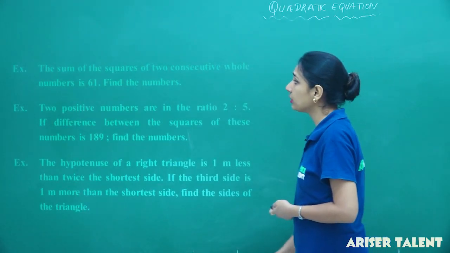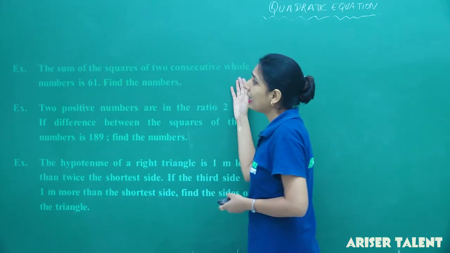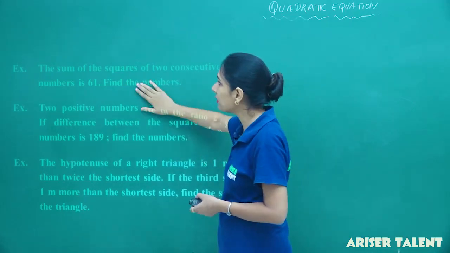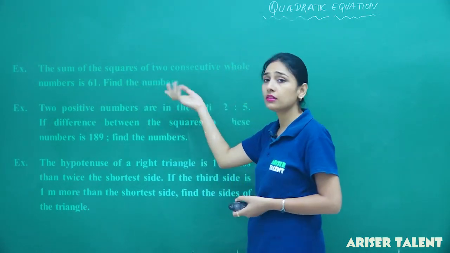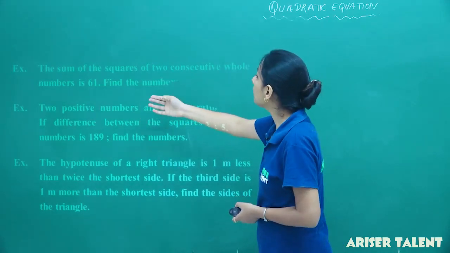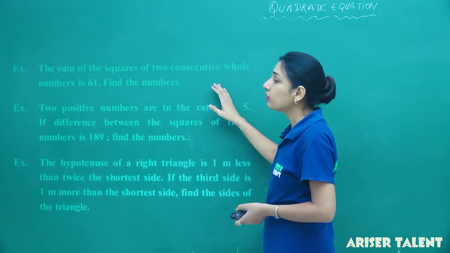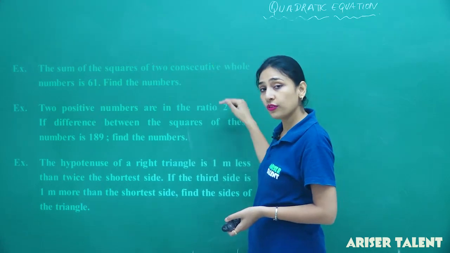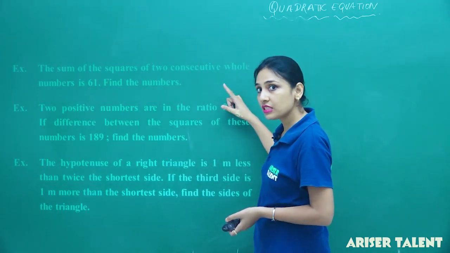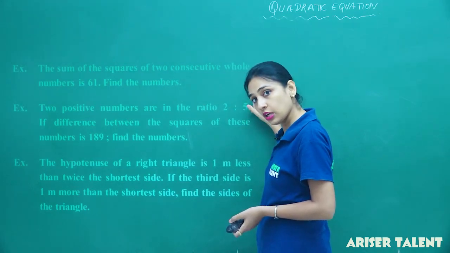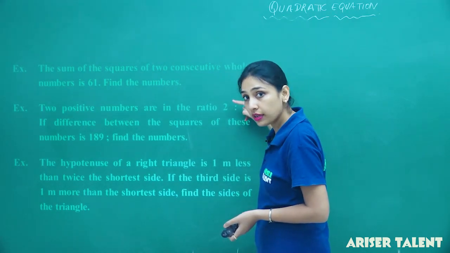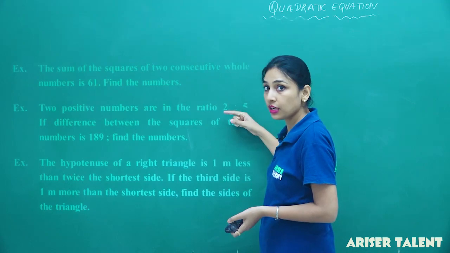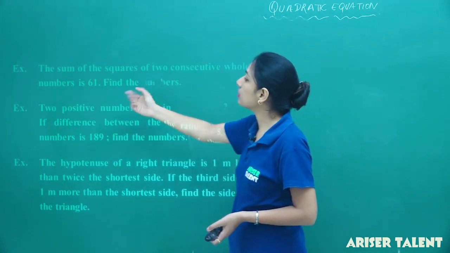So, these are some questions, students. We have asked: the sum of the squares of 2 consecutive whole numbers is 61. Find the numbers. It's simple. You just assume that the number is x. If one number is x, then the second whole number will be x plus 1. Now, the square sum is given. So square of x will be x square, plus the square of the second number, x plus 1 whole square, equals 61, given.